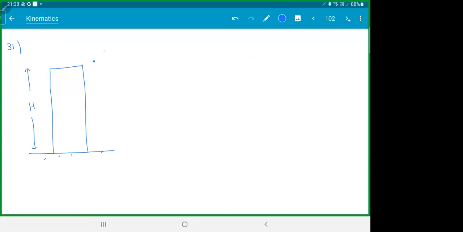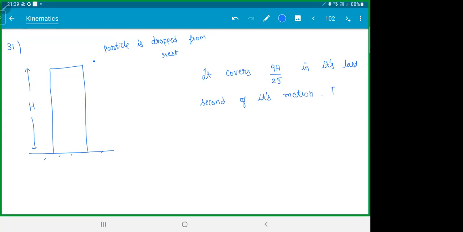So a particle is dropped from rest. In the last second of its motion, it covers 9h by 25. This is another standard question. Find h. So a particle is dropped from a building of height h, and in the last 1 second it covers 9 by 25th of the total height. Then what is the height of the building?